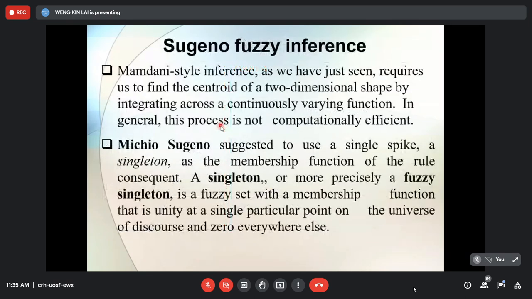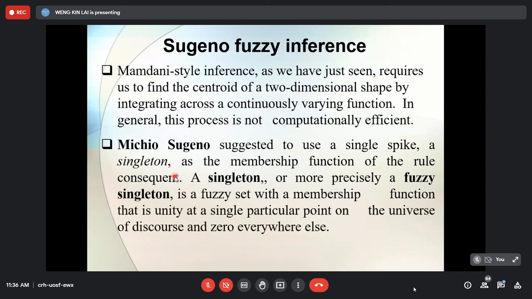Now, that is your Mamdani. So let's look at Sugeno now. The Mamdani style inference, as we've just seen, requires us to find a centroid of two-dimensional shapes by integrating across a continuously varying function. In general, this process is not computationally efficient. It takes time, not very fast. Then along came Michio Sugeno. Michio Sugeno suggested to use a single spike, also known as a singleton, as the geometric function of the rule consequent.